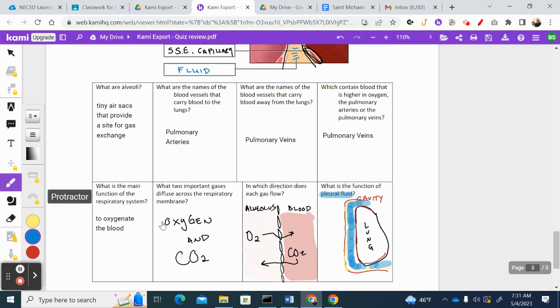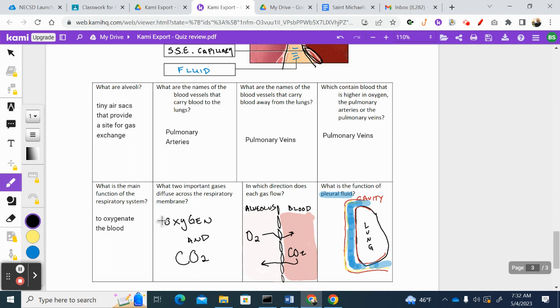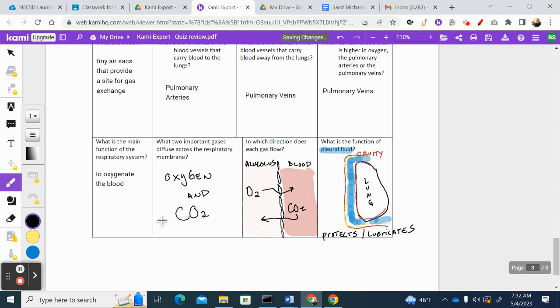What is the function of the pleural fluid? We're going to say it protects and lubricates the outer wall of the lung. Right.